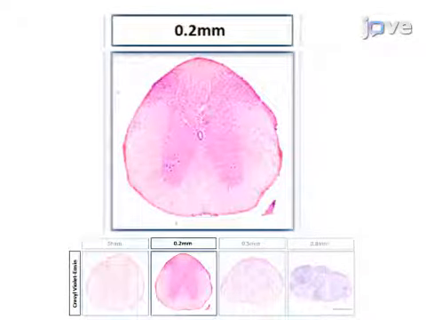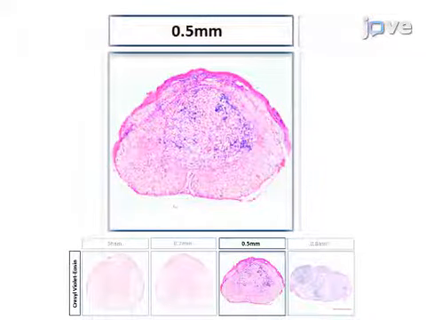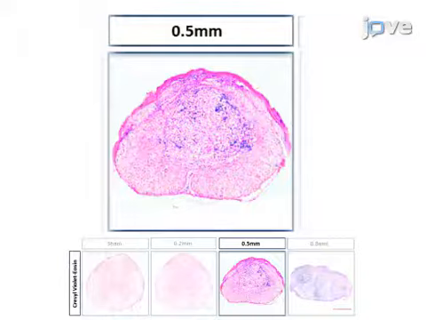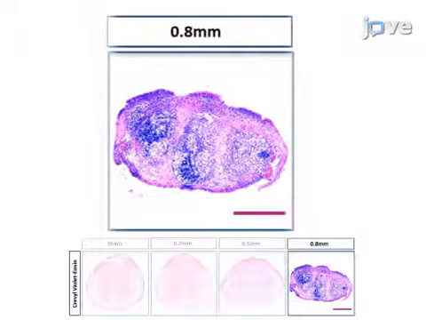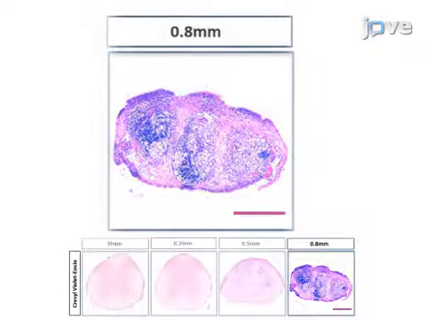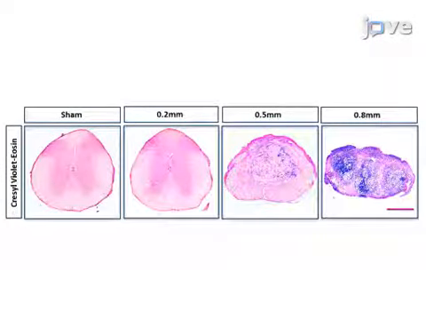This image shows the epicenter of a mild contusive spinal cord injury at T10 using the LISA device with 0.2 mm displacement. This moderate injury was achieved using 0.5 mm displacement. Finally, this severe injury is the result of a 0.8 mm displacement. These images demonstrate that this novel impactor can produce graded contusion injury.